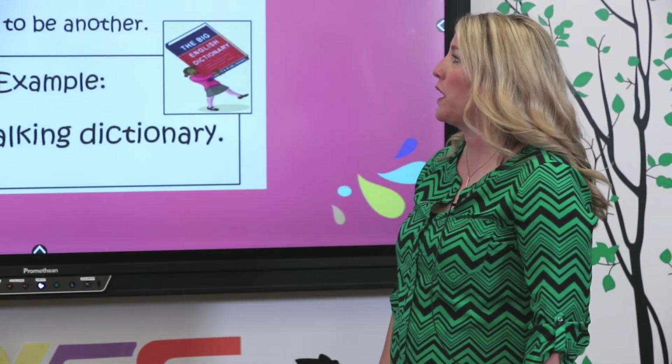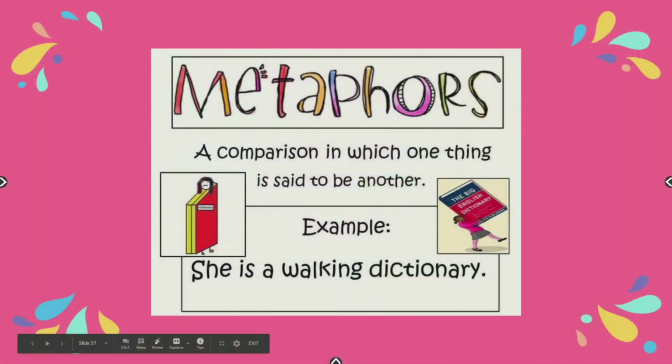How about metaphors? It's a comparison, again, in which one thing is said to be another. So an example is, she is a walking dictionary. Well, the girl isn't really walking around having a dictionary as her body. That's not really what she's saying. What she's saying is that girl is very smart and she knows as much as a dictionary and she's walking around.